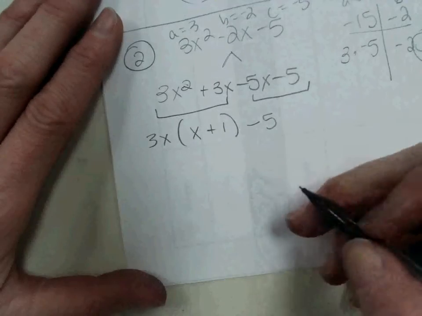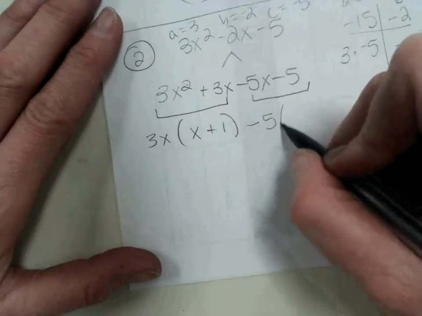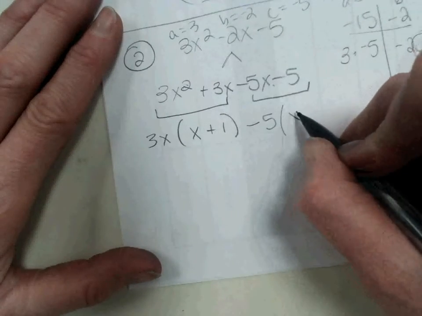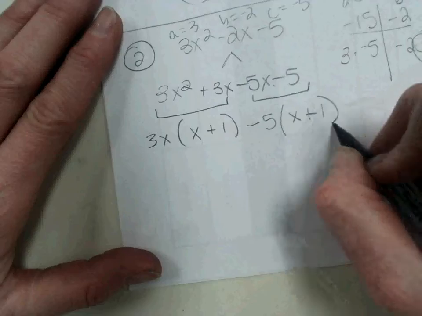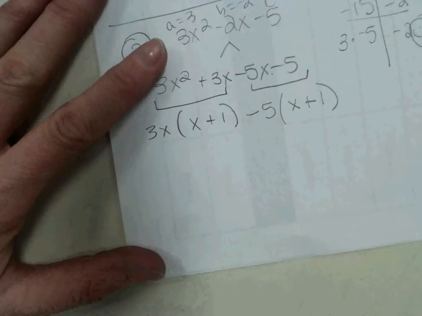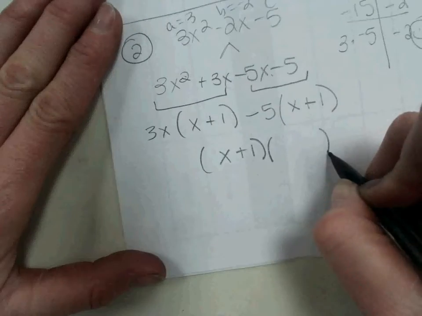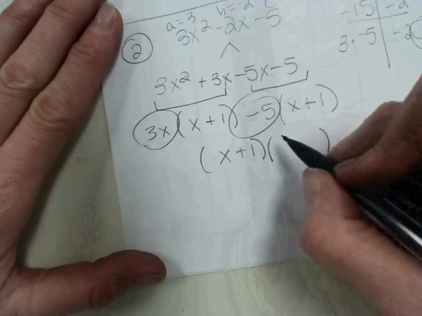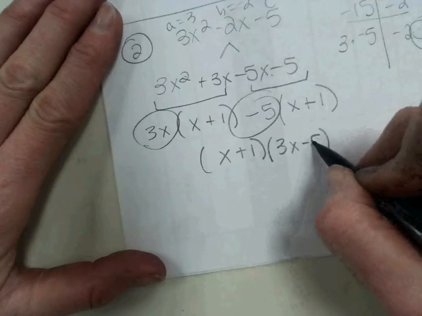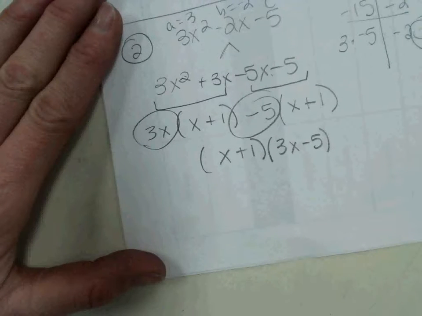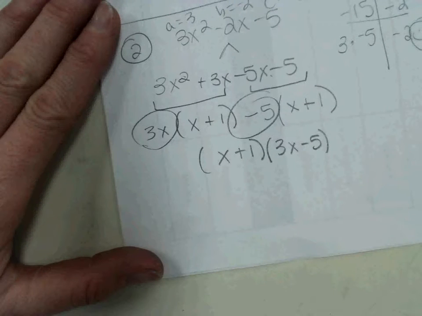Right? So careful again about the signs. Dividing by negative 5, that leaves me with x plus 1 again. Common group is x plus 1. Leftovers are 3x minus 5. Questions on number 2?